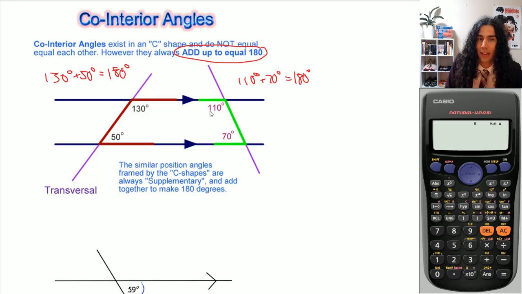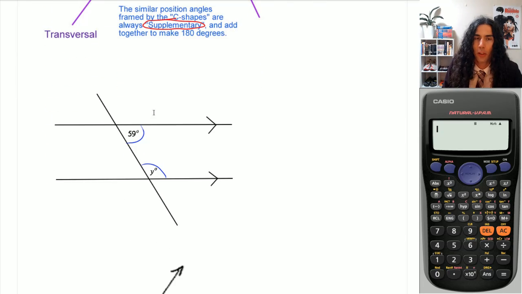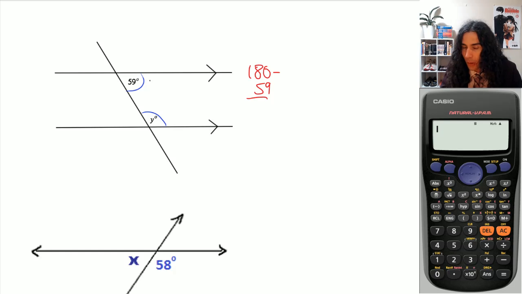And the word is supplementary. Supplementary, meaning adding to 180. So examples, if that's 59, what's y? Well, you go 180, take away 59. Calculator can do that. Take away 60 and plus 1. So 121. Well, 59 plus what gives you 180. So here we go. That's how we do it.